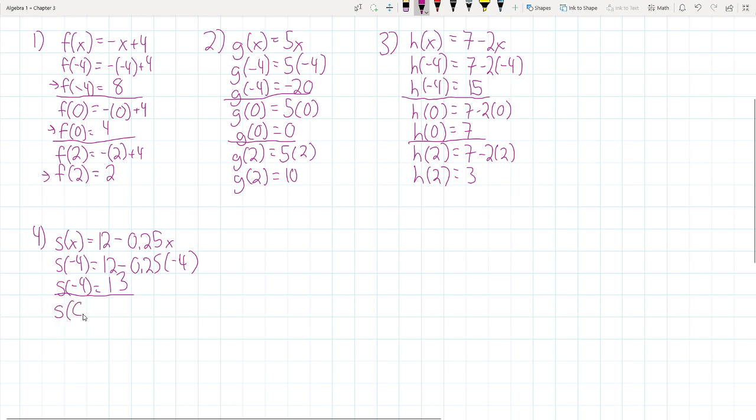S of 0. So I do 12 minus 0.25 times 0. So I get S of 0 equals 11.5.